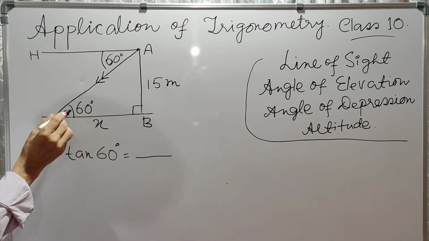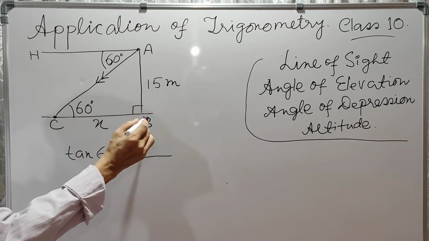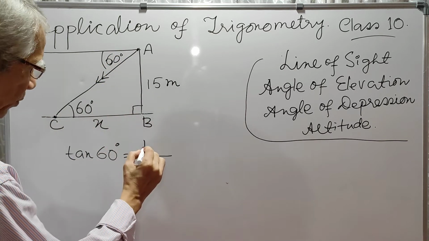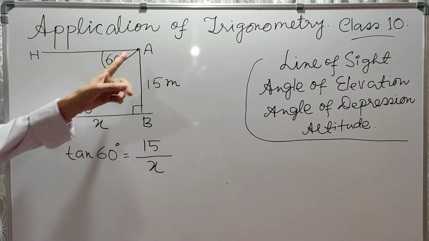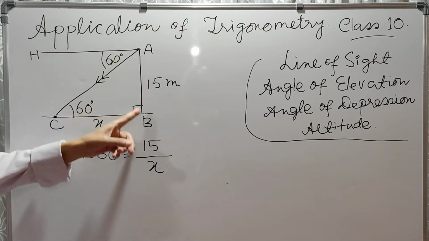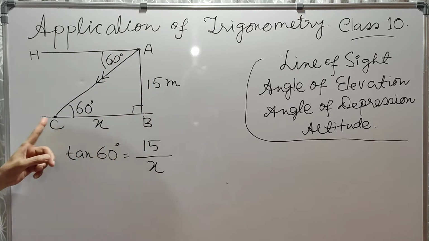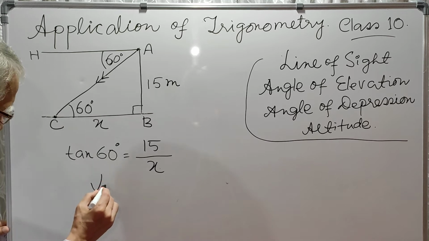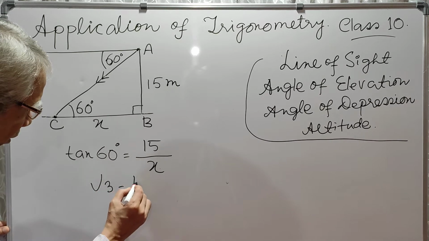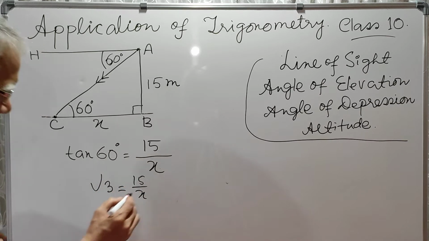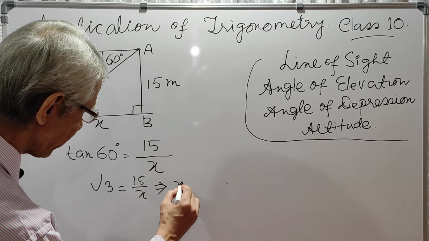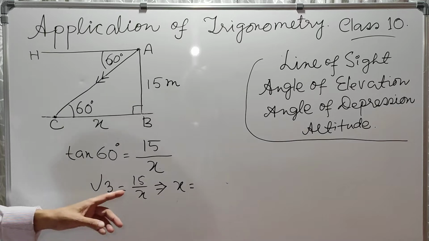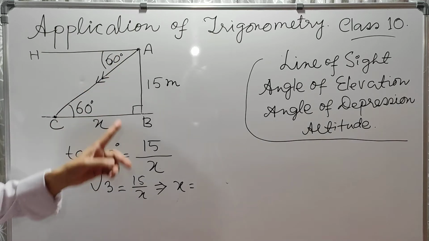Tan of this angle will be AB by BC. Now AB is 15 and BC is x. So tan theta equals opposite by adjacent. Now this opposite is 15 and adjacent is x. Now tan 60 is what? Root 3. So root 3 equals 15 by x. Okay, so from here what do you get? So you see up to here the knowledge of trigonometry has been used.